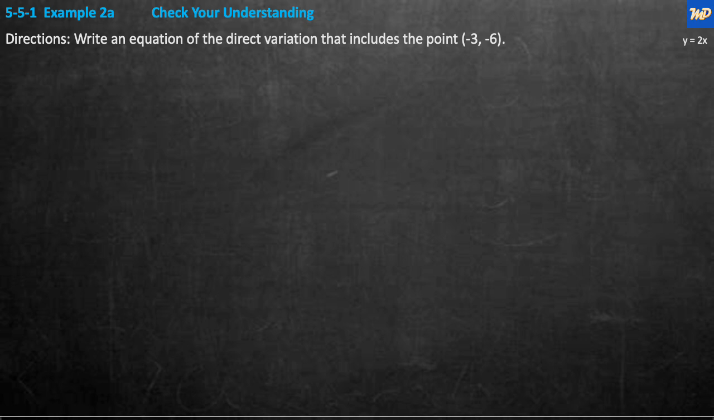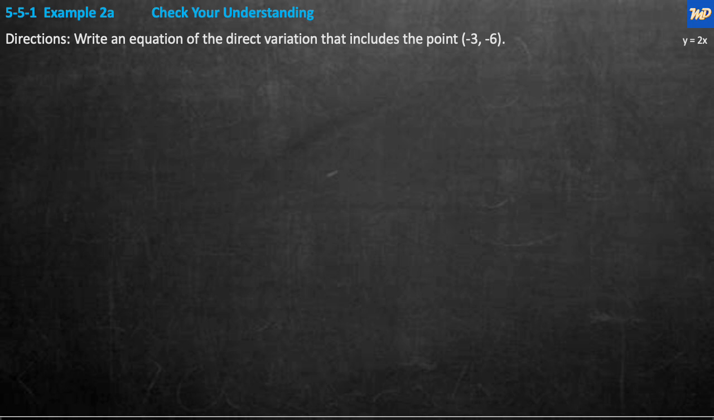How about we check your understanding right now. So let's go ahead, and this is example 2, check your understanding. Write an equation of the direct variation that includes the point -3, -6. Okay, I'll wait for you for a little bit to try this. Okay, assuming you've had time to do that.